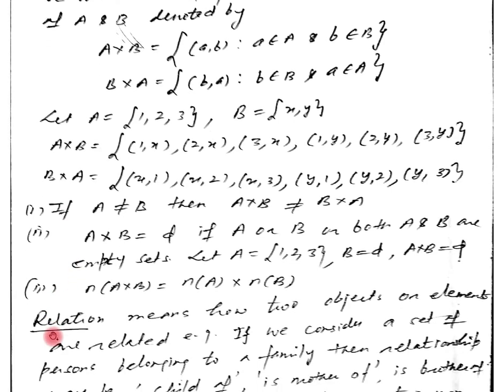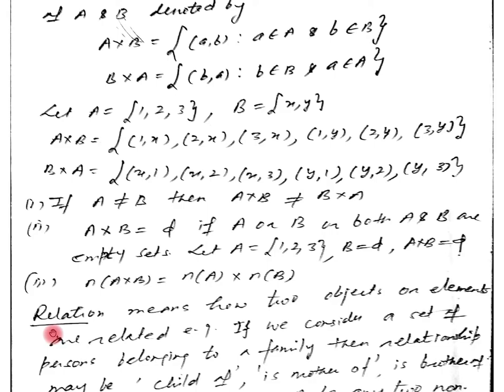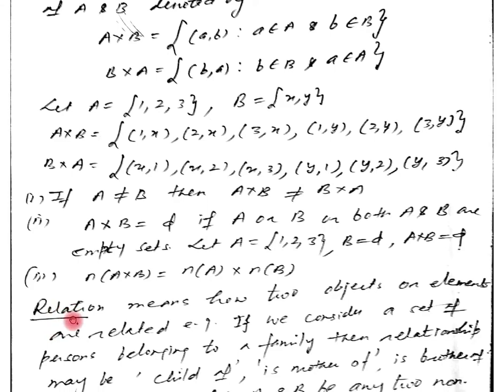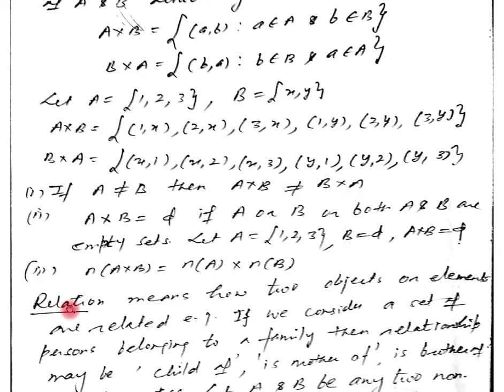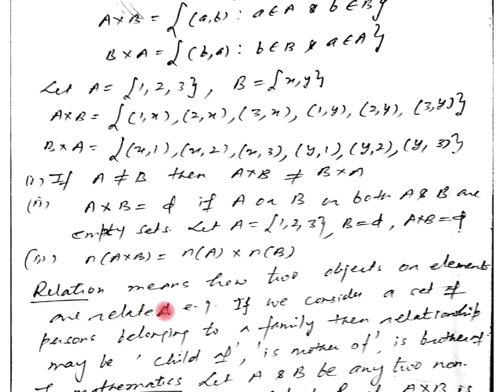The word is relation. Now you know the meaning of relation. The relation always exists between two objects. Always we have a relation between all the members of a family. There may be a relation between members of two families also. Similarly, we have a relation between the elements of one set or between the elements of two non-empty sets. Here the relation means how two objects or elements are related to each other.